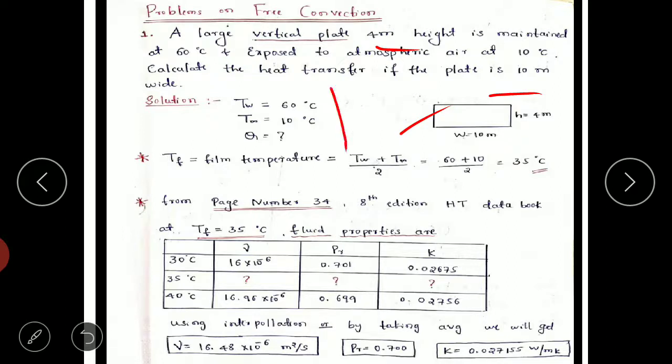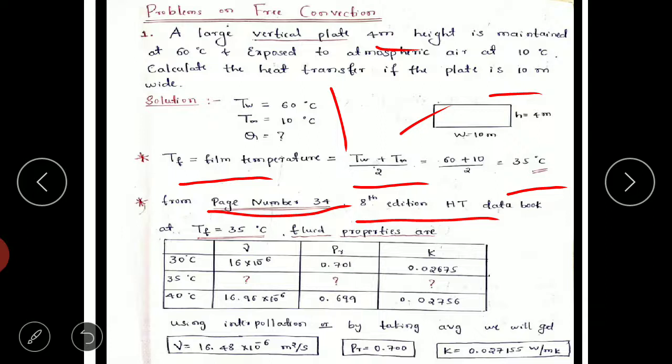The data is given: T_W 60 degrees Celsius, T infinity 10 degrees Celsius. You have to calculate Q. Initially the steps will be common. We first calculate T_F. T_F is 35 degrees Celsius. Then we go to page number 34 where we calculate different properties required to solve the problem, which is properties of dry air. In the 8th edition it is page number 34 for dry air, but in other editions the page number may change.